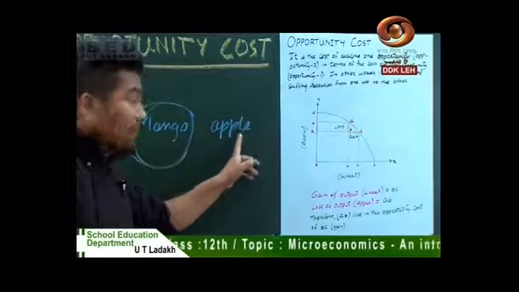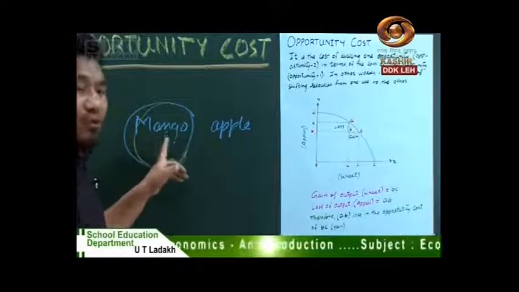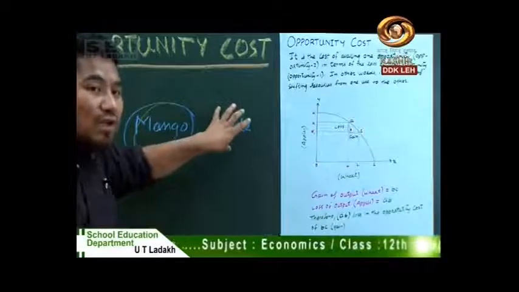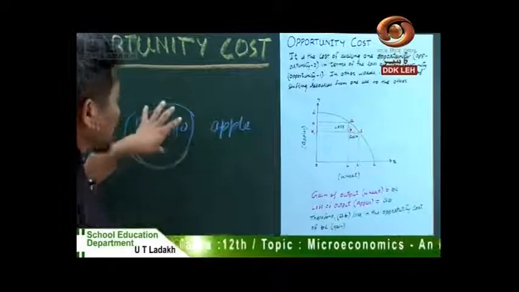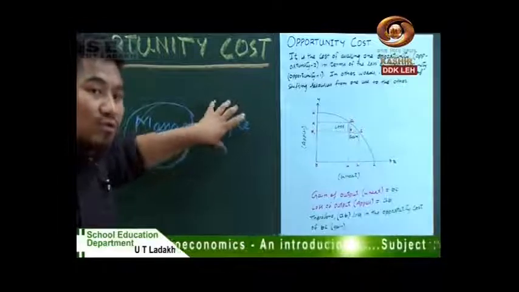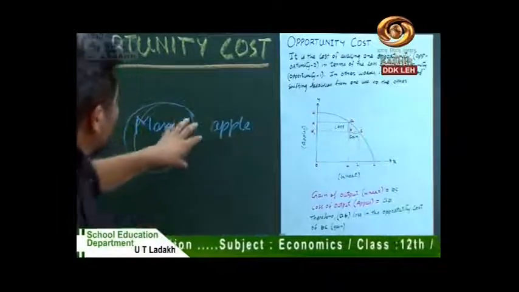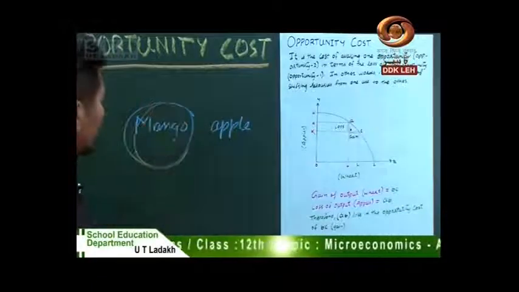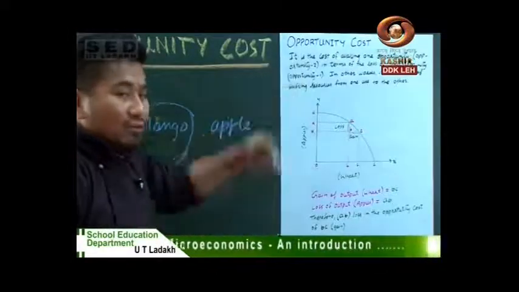It means the opportunity cost of 1 mango is the apple which you have sacrificed. Understand my point? So the opportunity cost of mango is the apple which you have forgone. You have just let it go. So this 1 apple is the opportunity cost of the mango. Now, hope you are familiar with the opportunity cost.